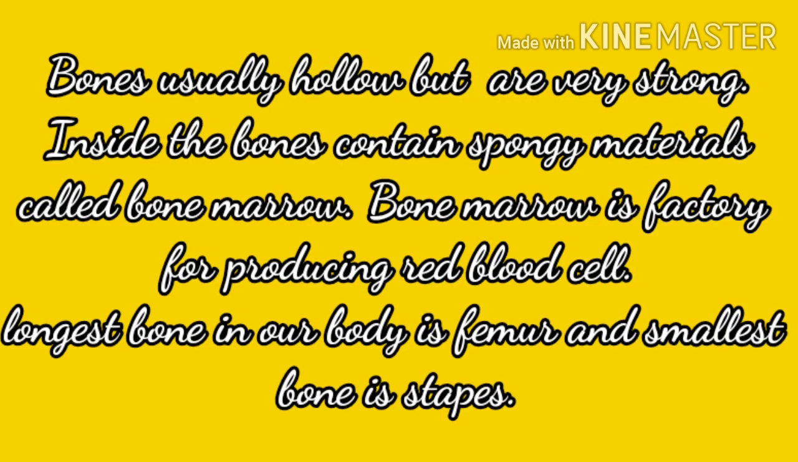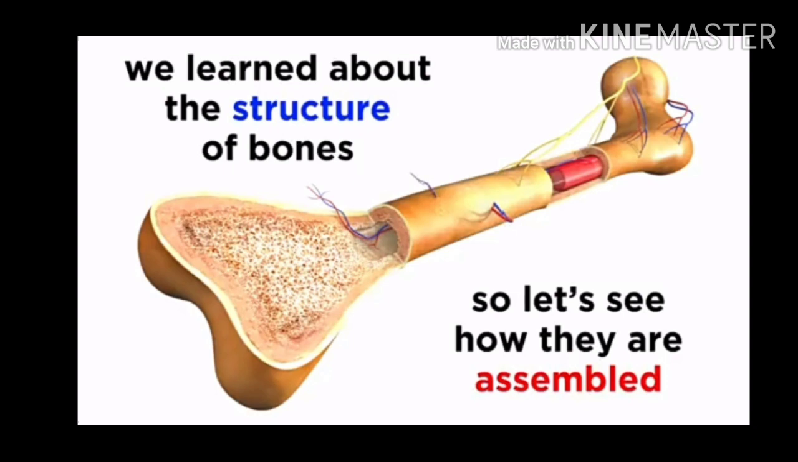Now the question comes to our mind: what are bones? Bones are usually hollow but are very strong. Inside the bones there is a spongy material called bone marrow. Bone marrow is a factory for producing red blood cells. The largest bone in our body is the femur and the smallest bone is the stapes. We learned about the structure of bones.